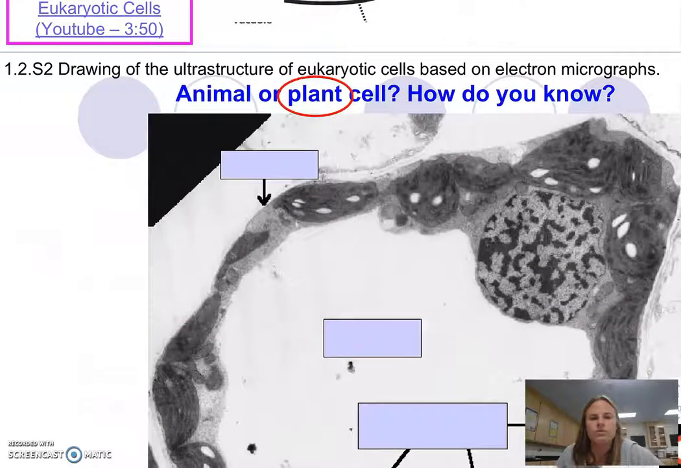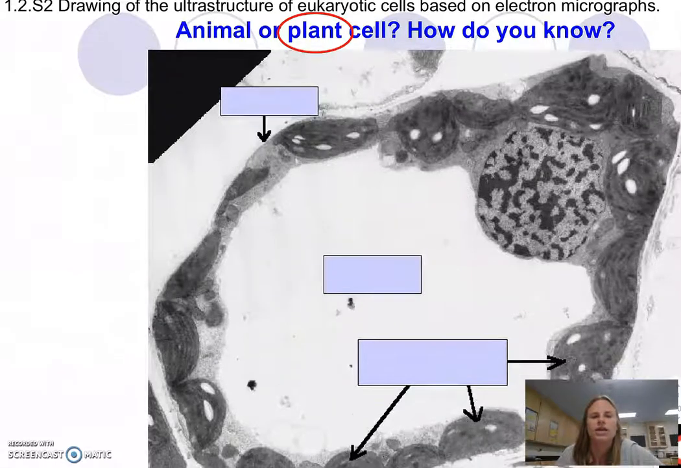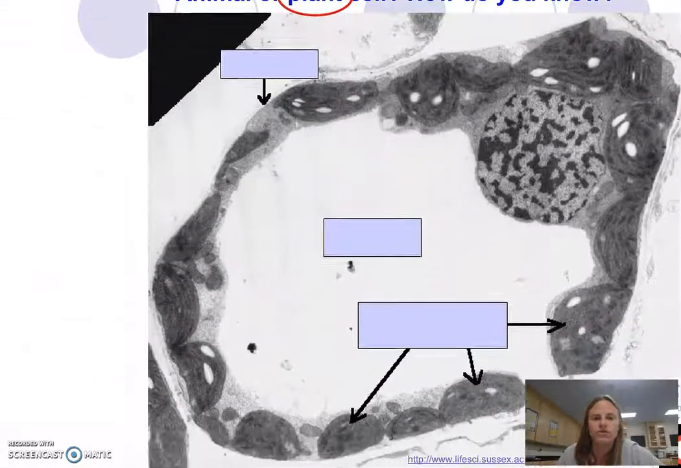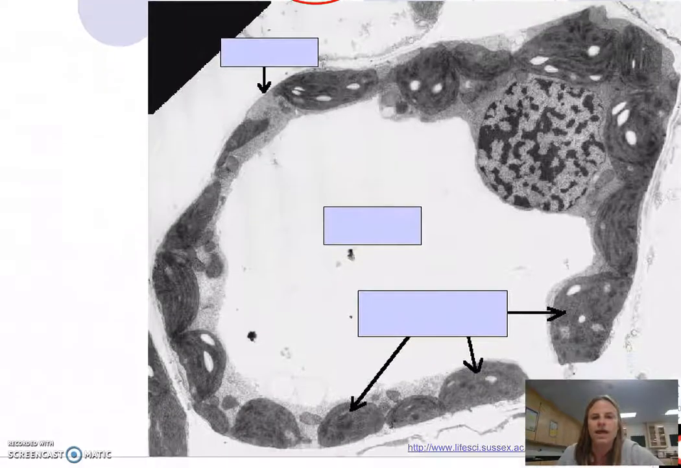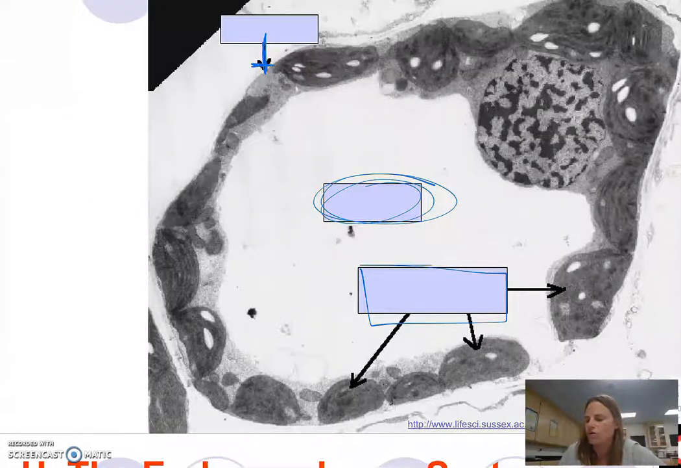You will need to be able to identify whether or not you've got a plant cell or an animal cell looking at micrographs. So here you've got a plant cell, and you can tell because it's got the cell wall here, it's got a central vacuole here, and these are your chloroplasts over here.